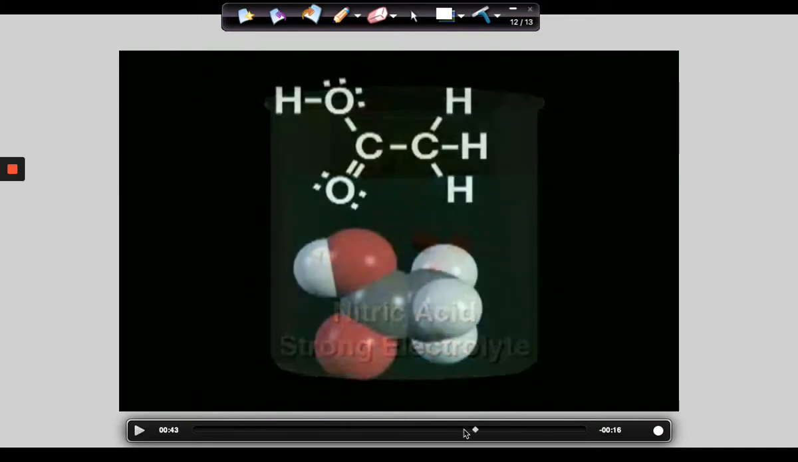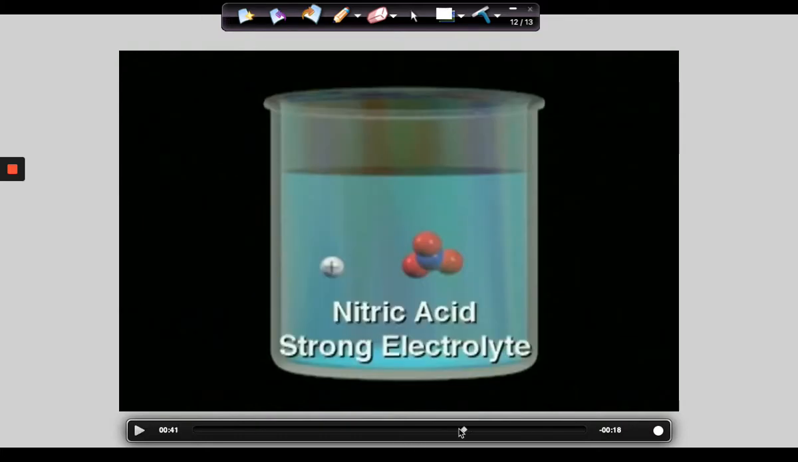And guys, again, I know you understand this, but water is missing from the picture, right? There would be water molecules surrounding the nitrate, and then this hydrogen ion would actually be bonded to a water molecule, forming hydronium. We leave it out of the picture, but that's actually what's going on. It is a strong electrolyte.